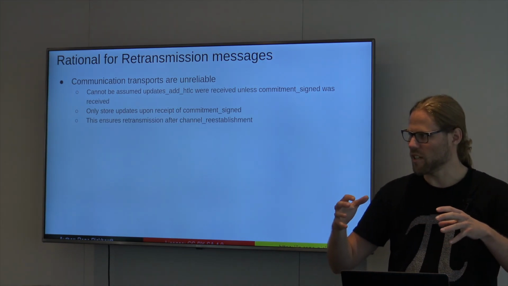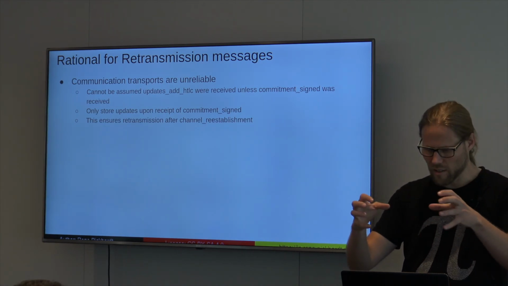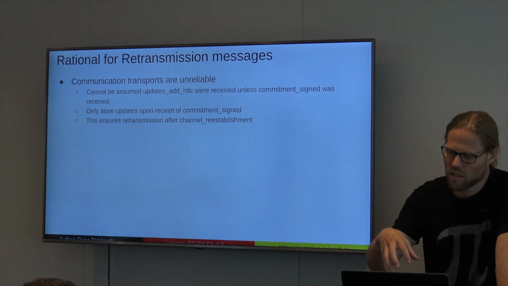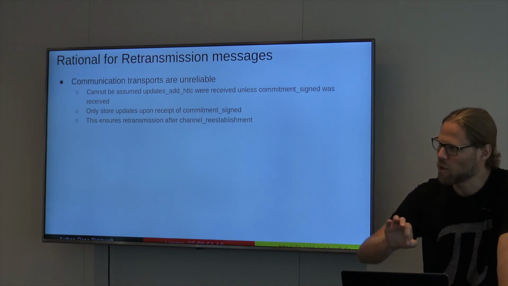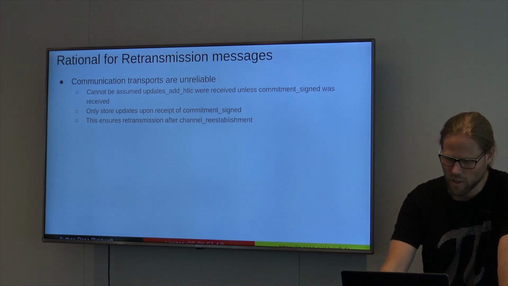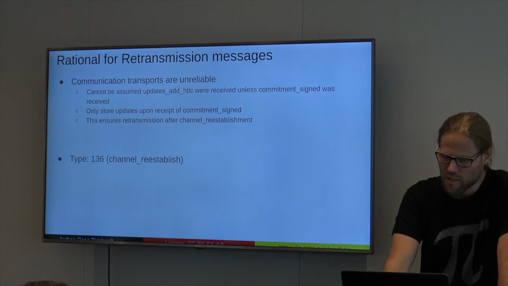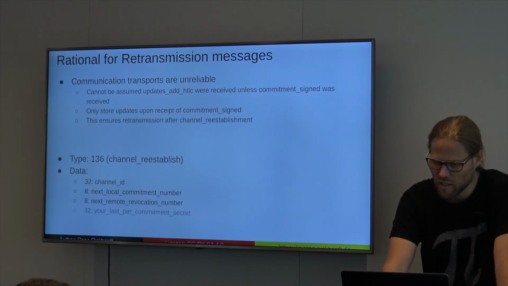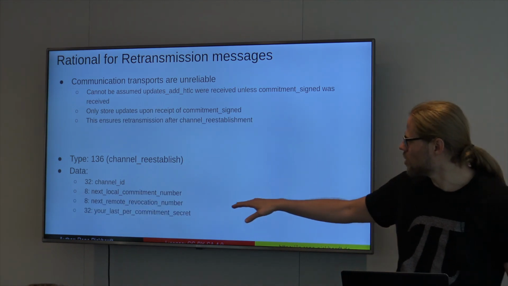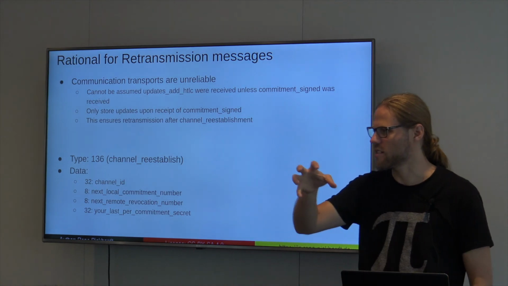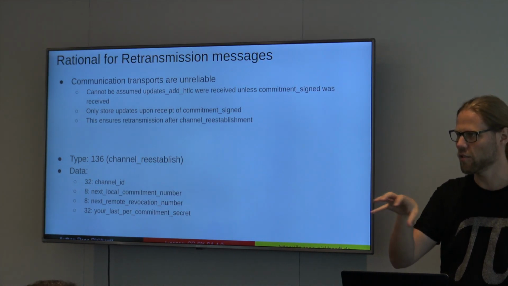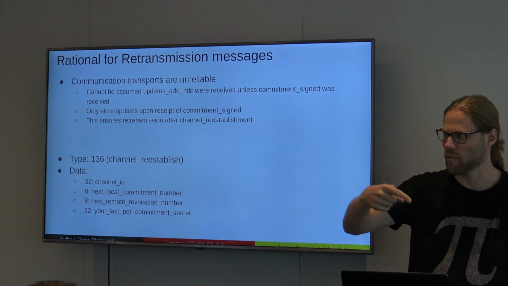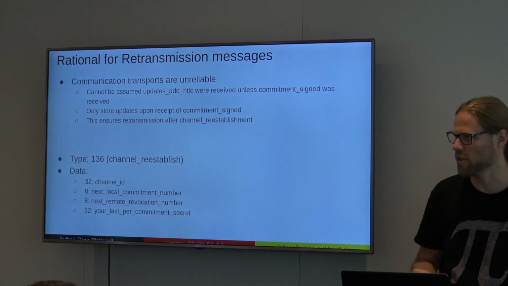So when you make the connection again, you have to retransmit some of your data in this channel protocol. There is this channel reestablish message that basically sends the current state of your channel to the other side, that basically says, hey, this is really where we are currently, and in this way you know where you are, so that you can operate the channel from there on, because you don't know if the other messages have arrived.